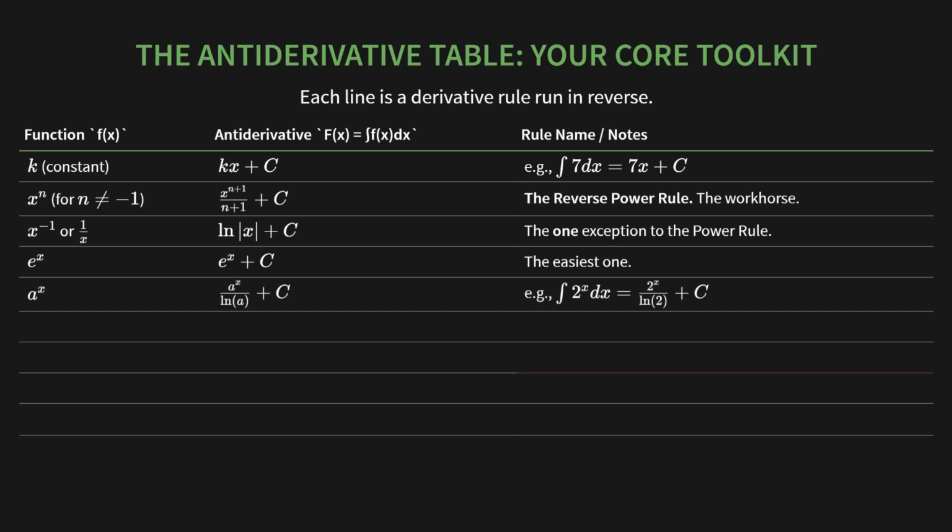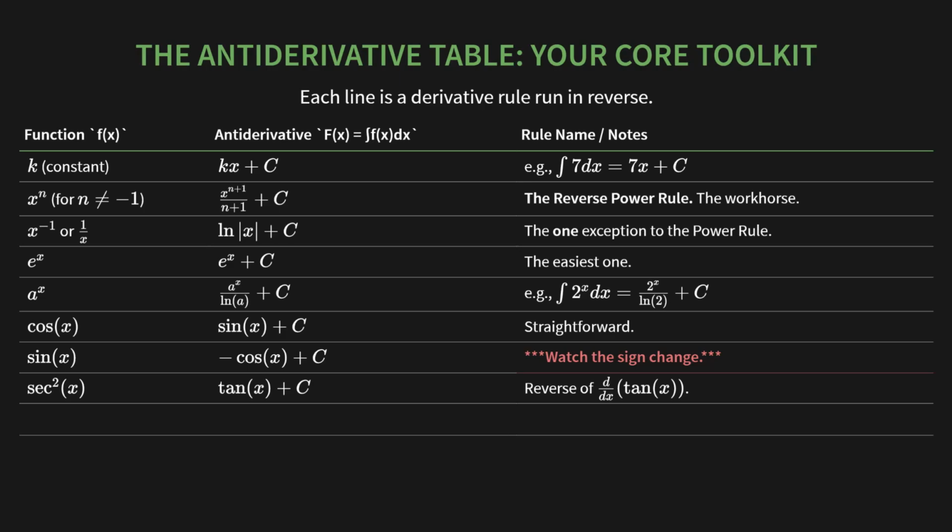The integral of a to the x? That's a to the x divided by the natural log of a, plus c. The integral of cosine of x? That's sine of x plus c. Straightforward. The integral of sine of x? Be careful. It's negative cosine of x plus c. Watch that sign change. It's a super common mistake.